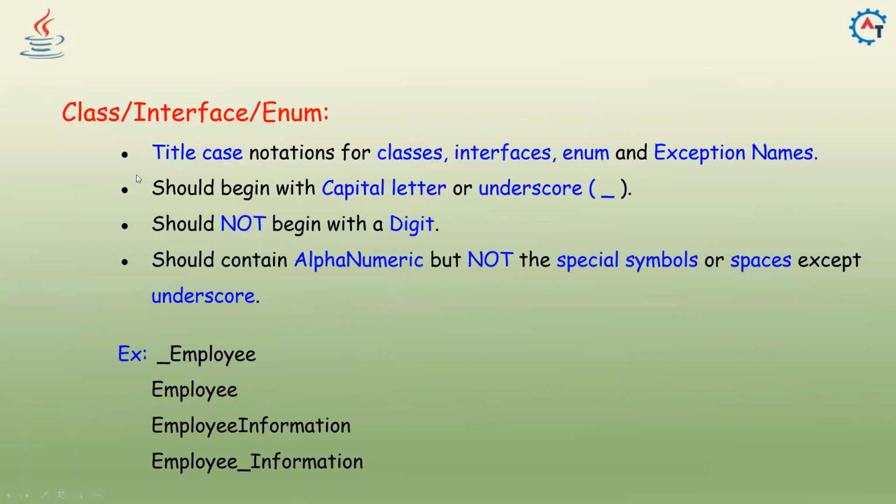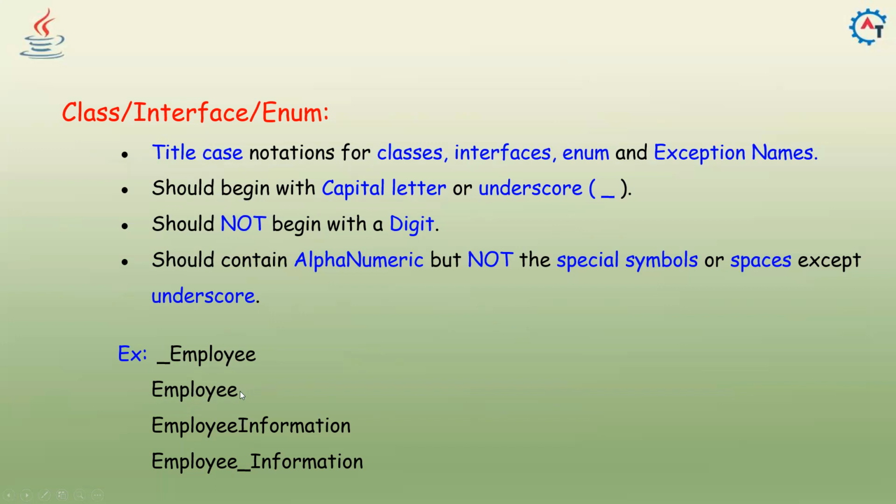Now, you have class, interface, and enums. We will discuss these later. But if you have a class, an interface, an enum, what conventions do we need to follow? For class, interface, enum, we need to follow title case. Title case notation is used for classes, interfaces, enums, and exception names. What do you mean by title case? Title case means it should begin with a capital letter or underscore. Title case means it should start with a capital letter.